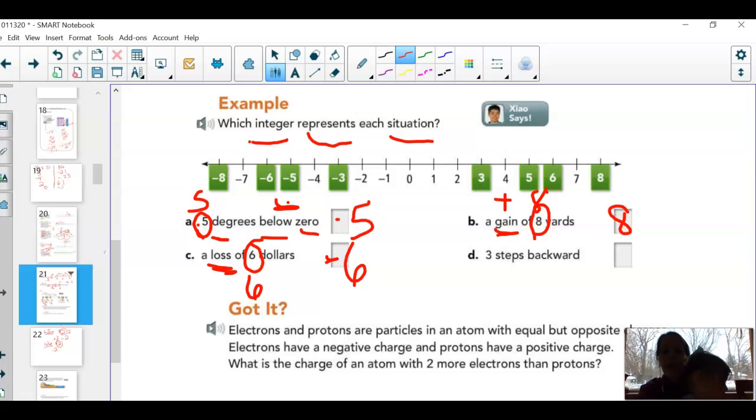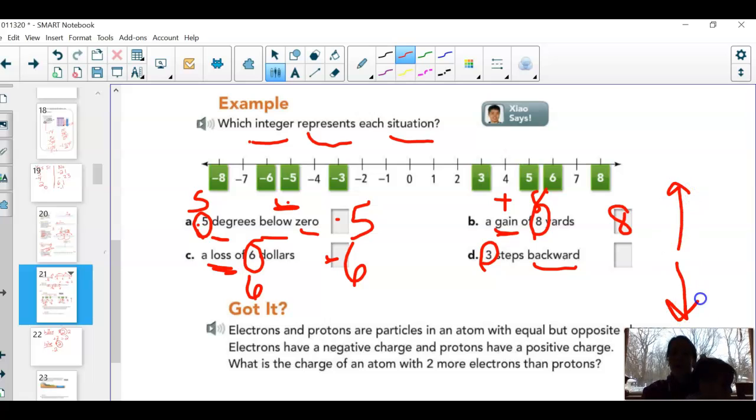Okay, now it says 3 steps backward. I'm going backward, so that would be negative. So 3 steps backward would be negative 3. Negativo 3, okay? That's representing a situation. Esta es una situación. This is a situation and an integer. Okay?